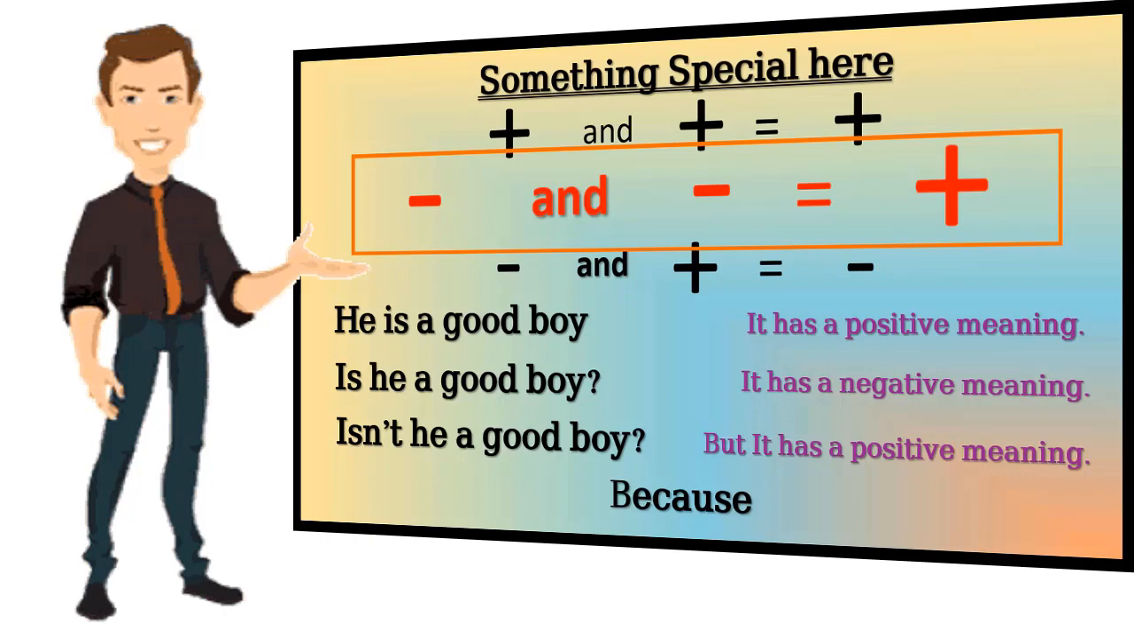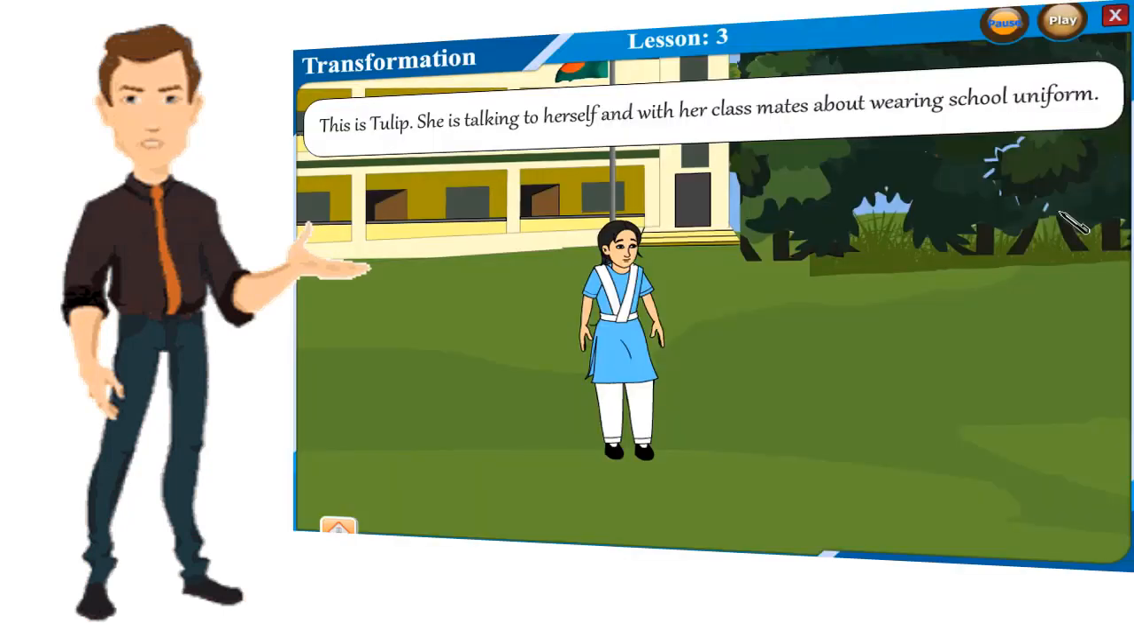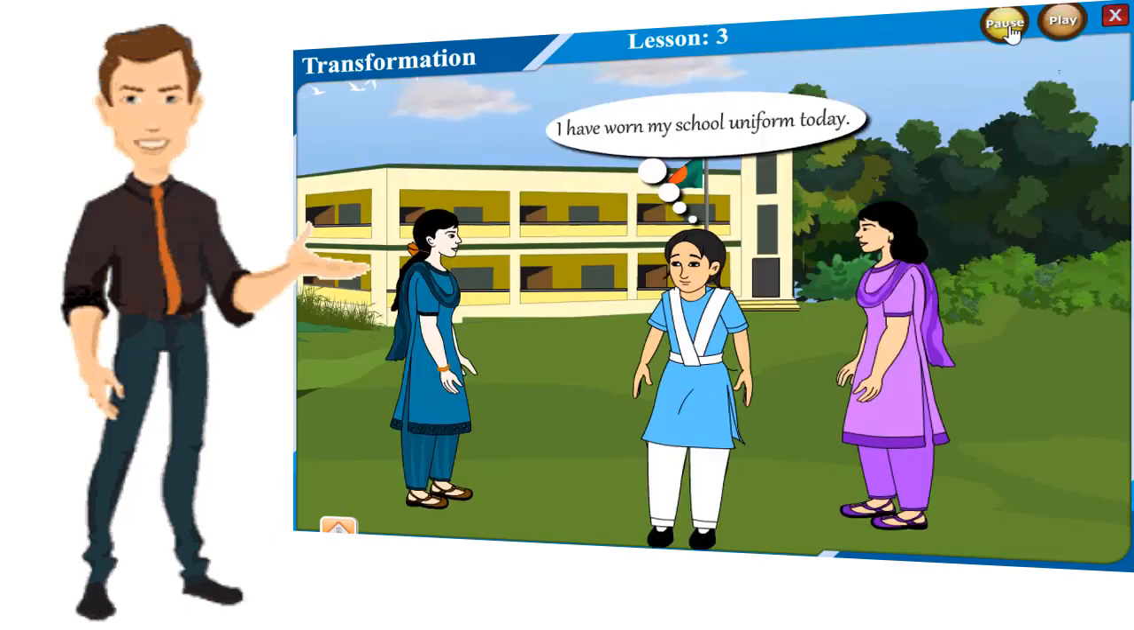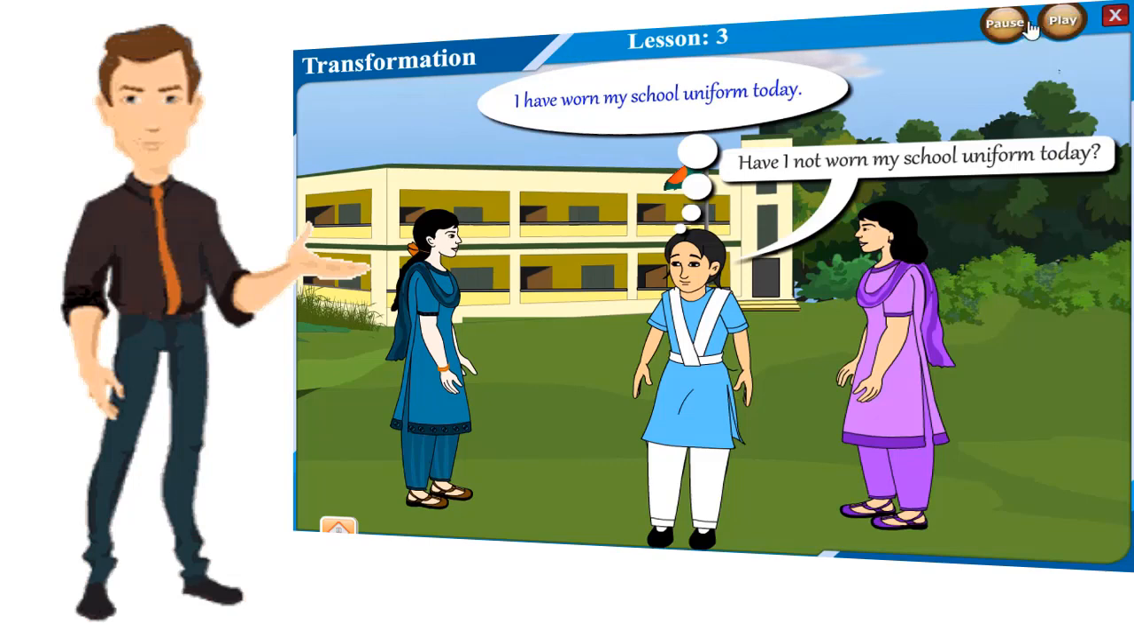Okay, dear students, now let's go to the wonderful animation over this topic. Okay, let's go. This is Tulip. She is talking to herself and with her classmate about wearing school uniform. Just watch. Look, I have worn my school uniform today, she says to herself. Now, have I not worn my school uniform today? Again she said, have I worn my school uniform today?